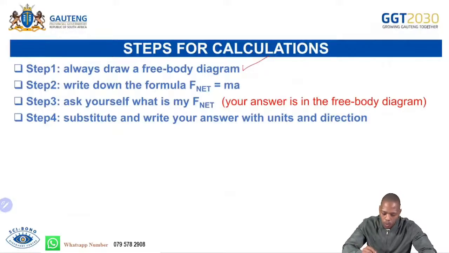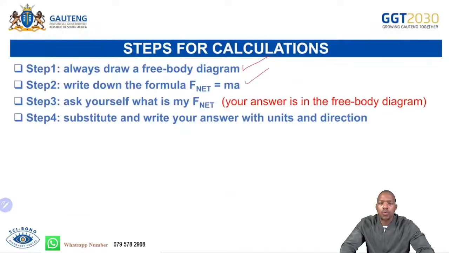Step number 2, very simple. Write the formula. F net is equal to MA. Step number 2 is very, very simple. If you make step number 1 simple as well, then steps 1 and 2 become the easiest. Obviously, it's possible to know how to draw all possible free body diagrams. Once you can see an object, you can identify the forces and draw the free body diagram.